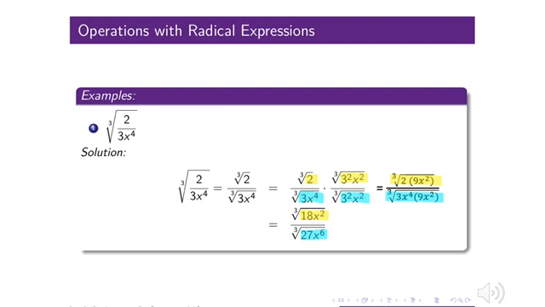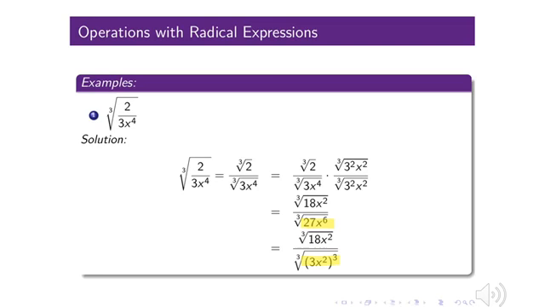We obtain the cube root of 18x squared over the cube root of 27x raised to the power of 6. Then, we can rewrite the expression in the denominator, the cube root of 27x raised to the power of 6, as the power of the index. So we have the cube root of 3x squared quantity cubed.